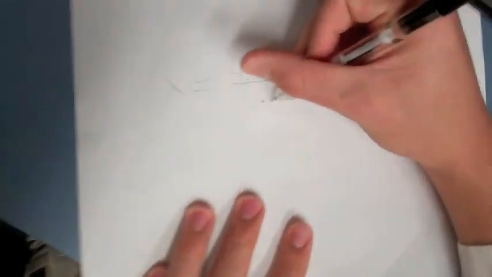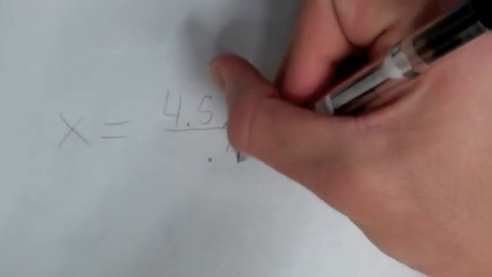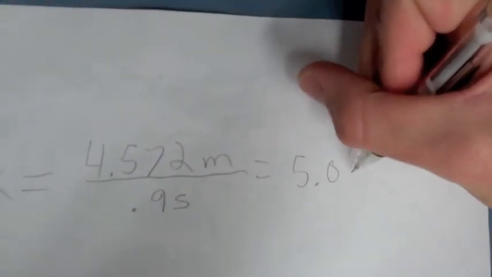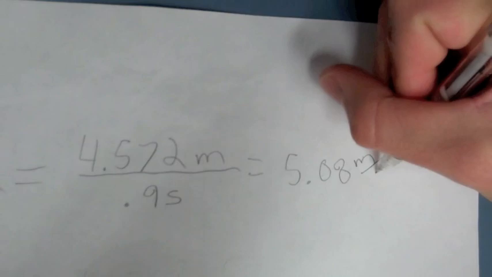So now we need to find the horizontal rate again. We're going to use the same exact equation, except instead of 0.7 seconds, we're going to put 0.9 seconds, which is going to end up equaling 5.08 meters per second.